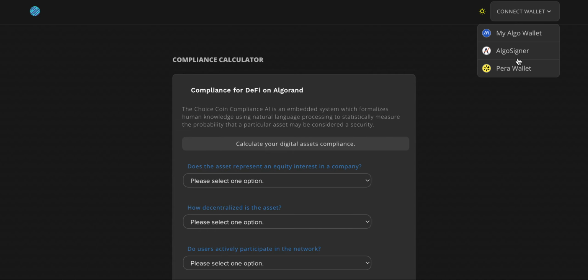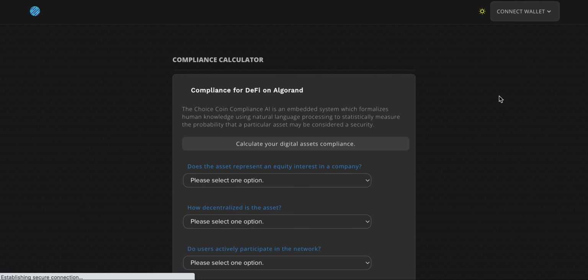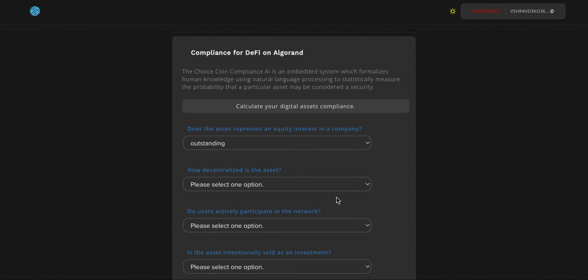So to start, we're going to connect our Algorand wallet. And then we're going to go through the questions one by one. So does the asset represent an equity interest in the company? If yes, then it's probably pretty bad and most likely going to be considered a security. So if it doesn't, then we might say that's outstanding. So if it's just a digital asset for a purpose like utility, that's a good thing.